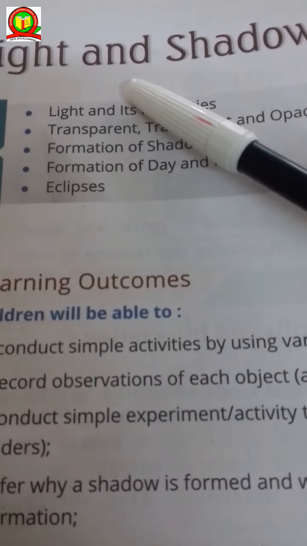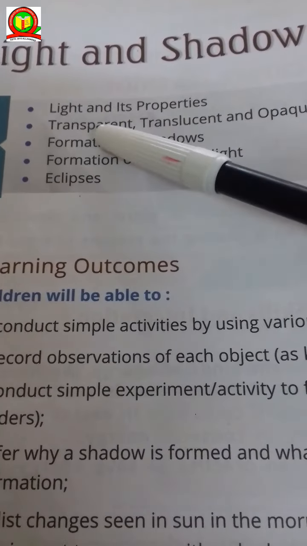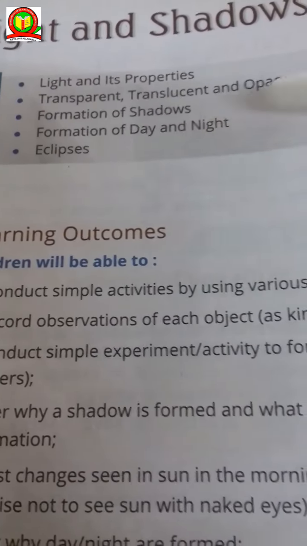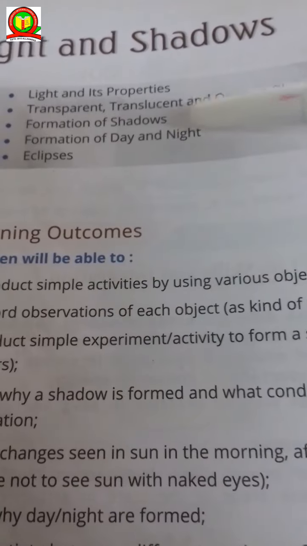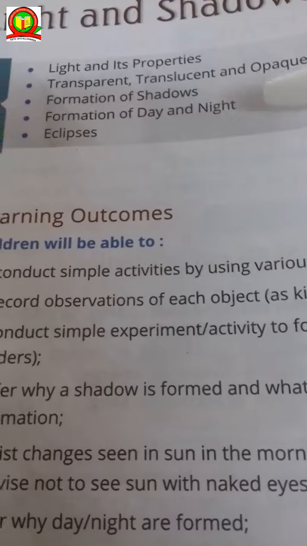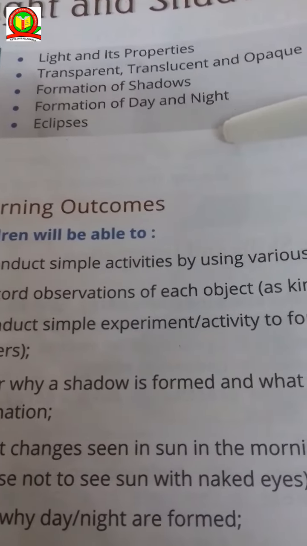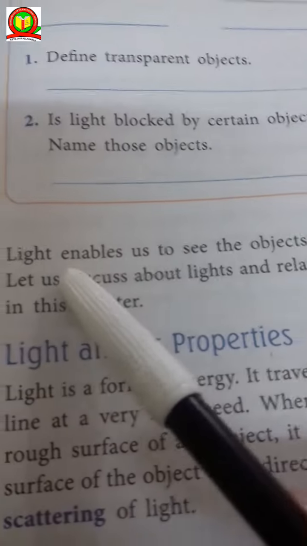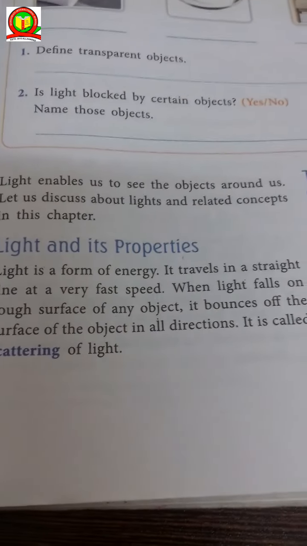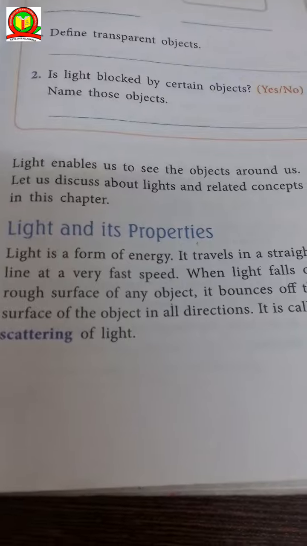So the main points we are going to talk about are light and its properties, transparent, translucent and opaque objects, and the next points are formation of shadow, formation of day and night, and eclipses, right? Light enables us to see the objects around us. Let us discuss light and related concepts in this chapter.